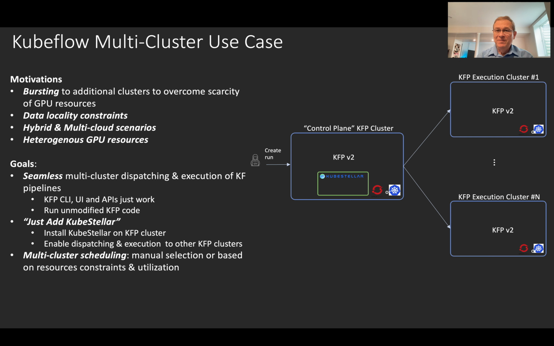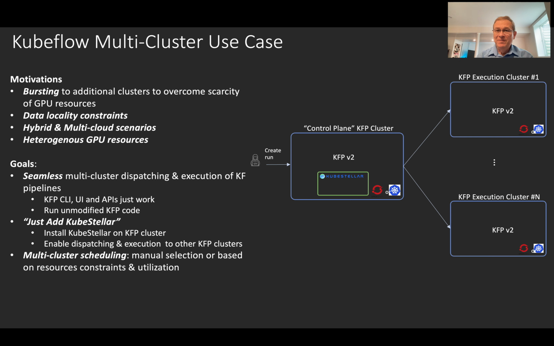The goal of the project I'm going to discuss here is really to enable seamless multi-cluster dispatching and execution of KubeFlow pipelines across different clusters. And the basic idea is that a user should be able to just use the existing tools for KubeFlow pipelines. So tools such as the KubeFlow pipeline CLI, the user interface, the API should just work as they are. And especially important, a user should be able to just run unmodified KubeFlow pipeline code without basically any change.